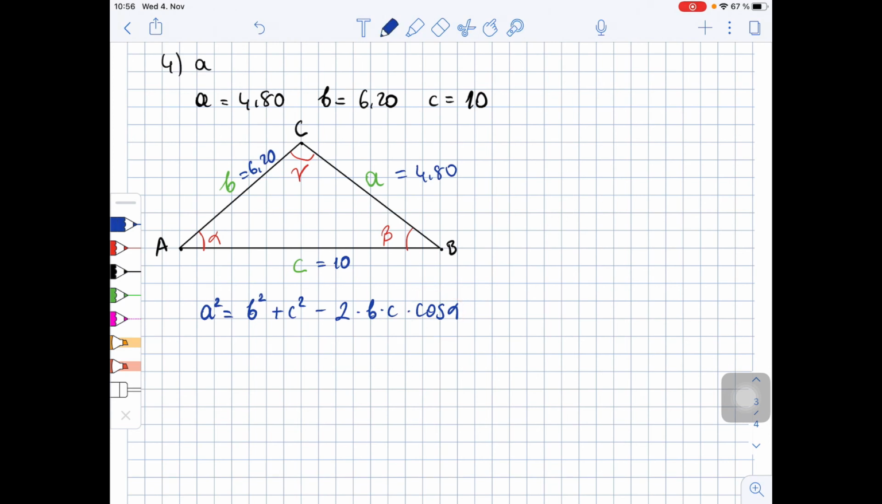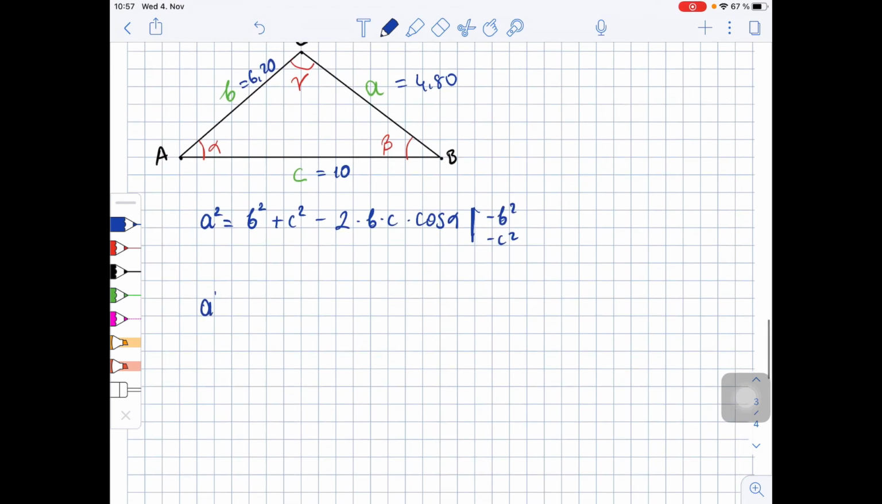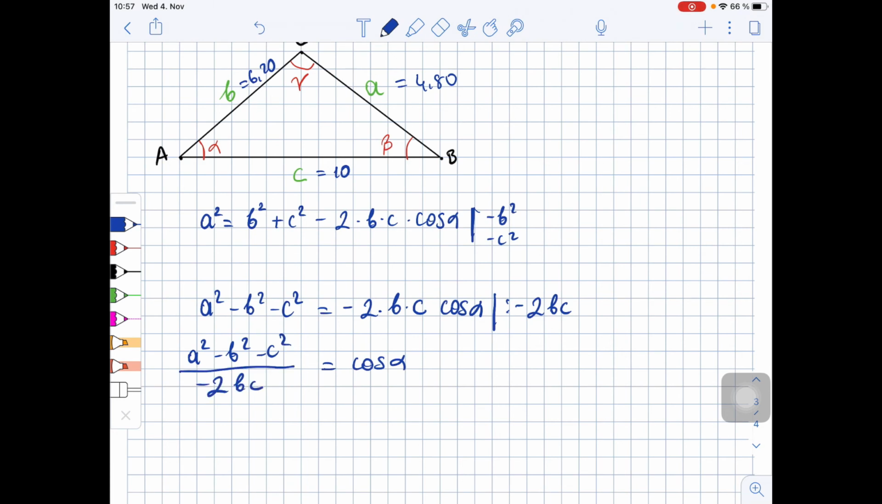First of all, let's subtract b squared and then c squared. What is it gonna be then? a squared minus b squared minus c squared is equal to negative 2bc cosine alpha. So divided by 2bc, and then the cosine alpha is going to be a squared minus b squared minus c squared divided by minus 2bc.